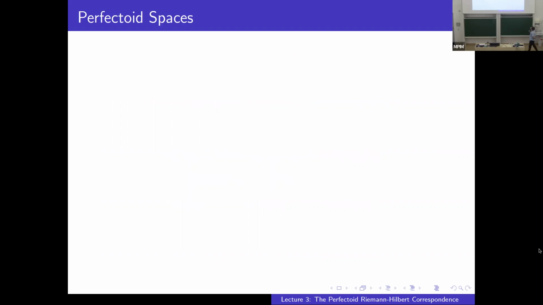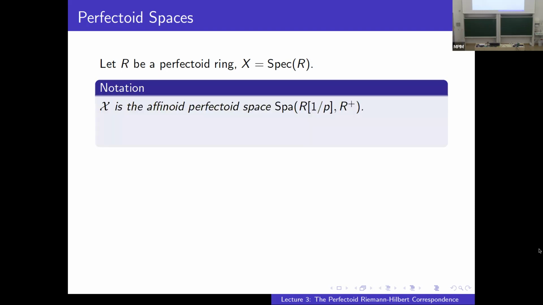For this, I'm going to need a little bit of rigid analytic geometry. So let R be a perfectoid ring and let X be its spectrum viewed as a scheme. But another thing that you can do is to take its adic spectrum, the affinoid perfectoid space given by Spa of R[1/p], comma, whatever the appropriate ring is over there.